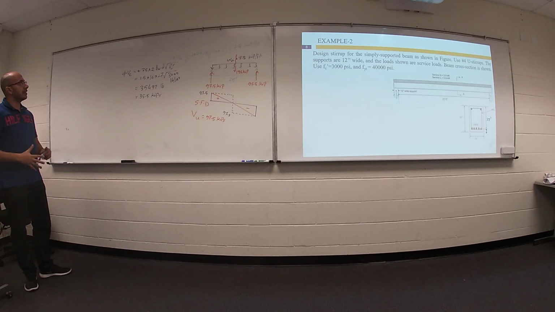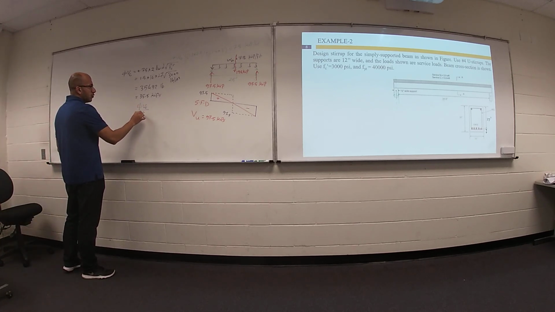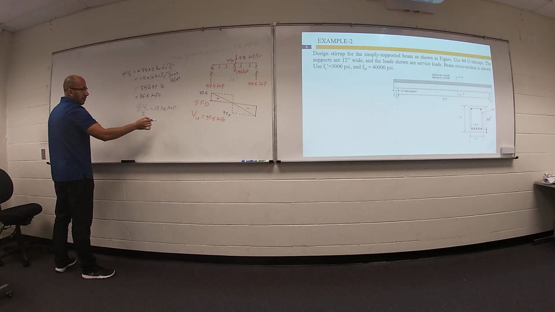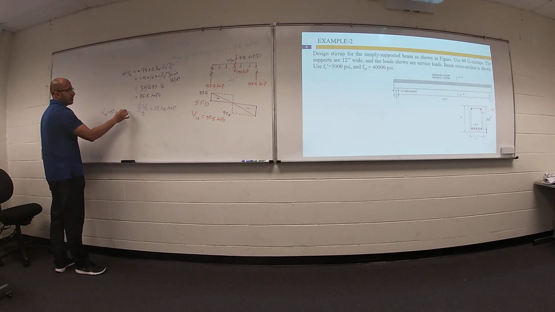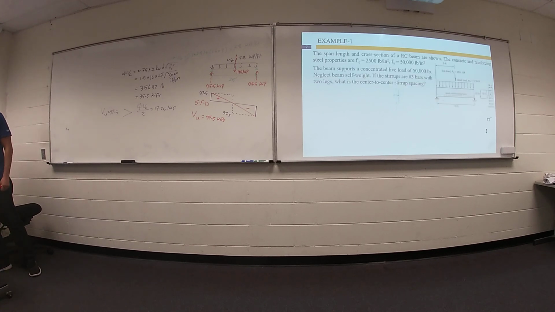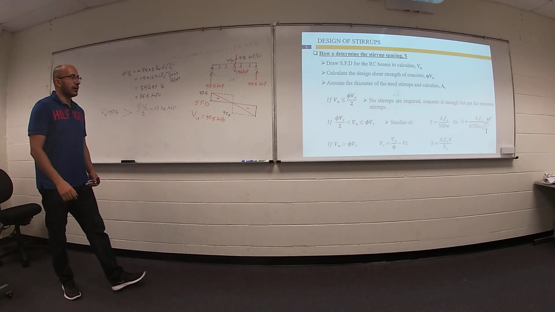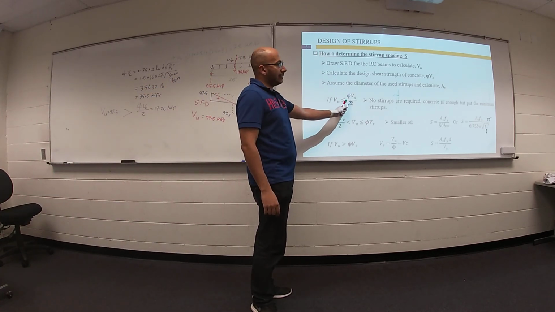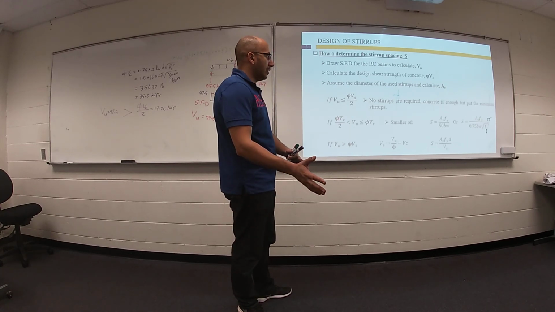What do you think? Okay. Phi VC divide 2 equals 17.25 kip. However, your V ultimate equals 97.5, which is greater than phi VC. What is the situation right now? Is your V ultimate smaller than this value? No. That means we need stirrups.